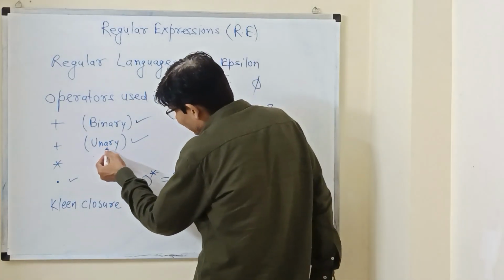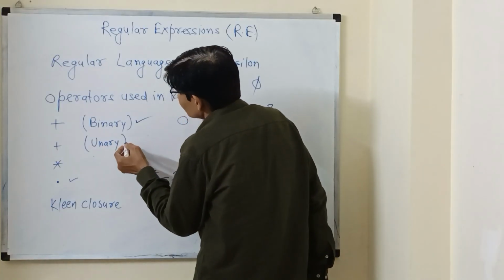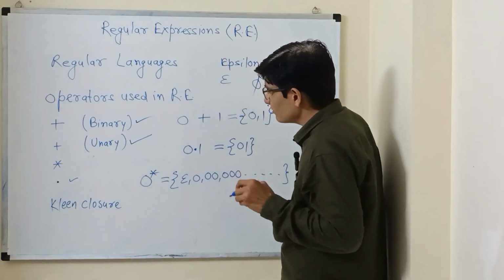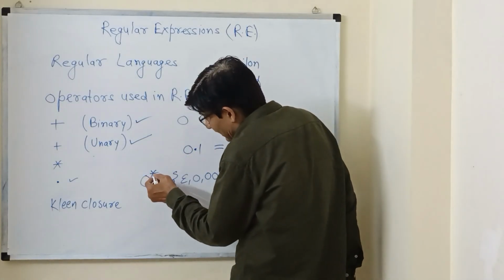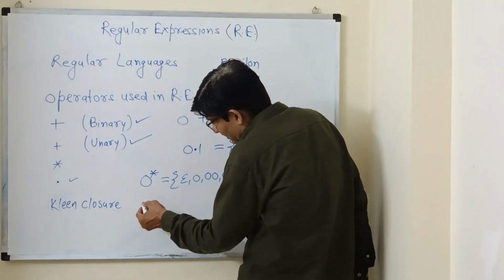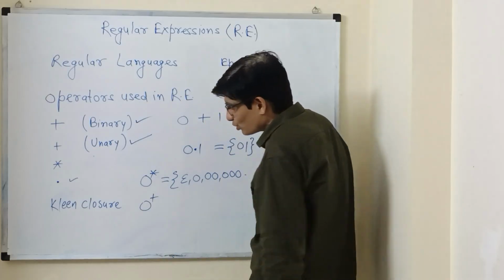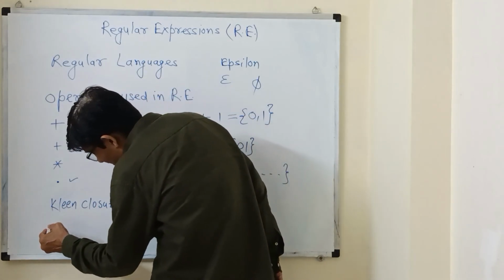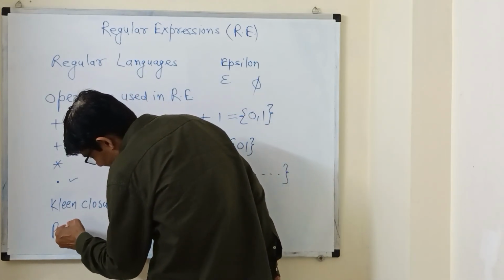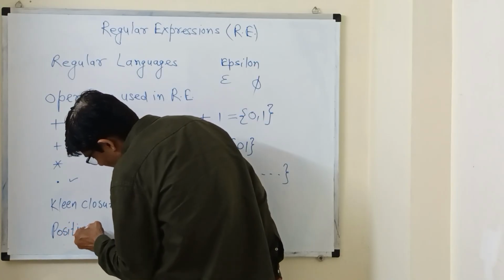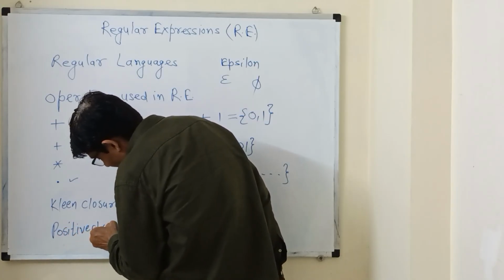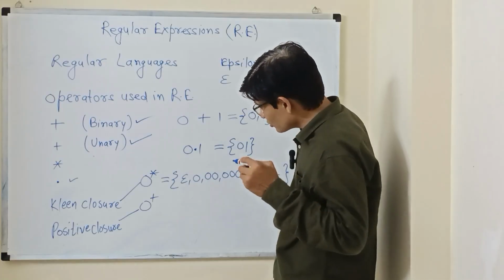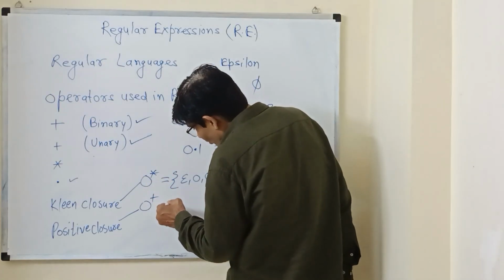Similarly, if we use unary plus, so now we will use plus. As clean closure is there, similarly one more closure is positive closure. This is clean closure and this is positive closure. Now positive closure is also representing an infinite set. Now which set is it representing?